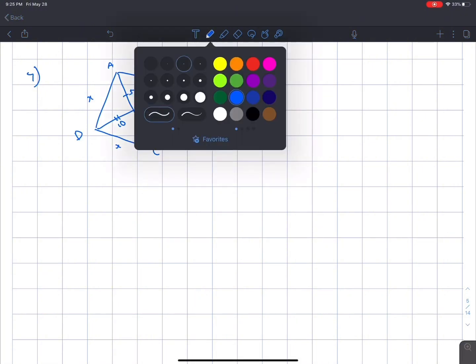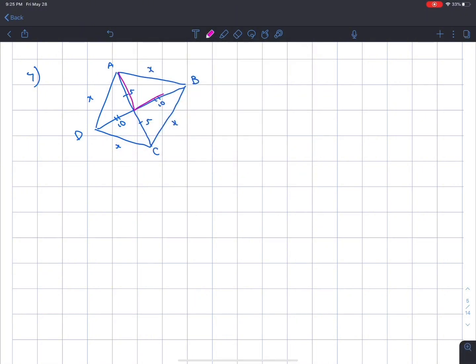Right, so I can just take out one of the triangles, which will be a right triangle. And then we can use the Pythagorean equation. 10 squared plus 5 squared equals x squared. 100 plus 25 equals x squared. 125 equals x squared. And then we square root both sides to get x equals 11.2.